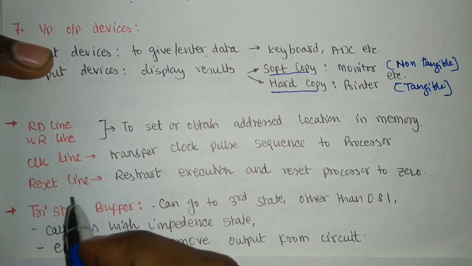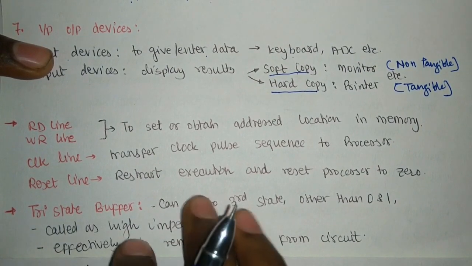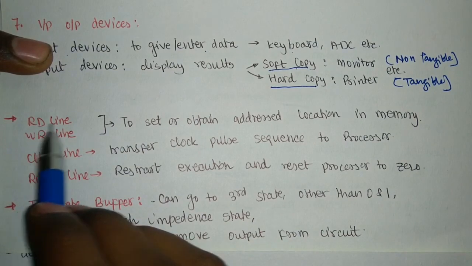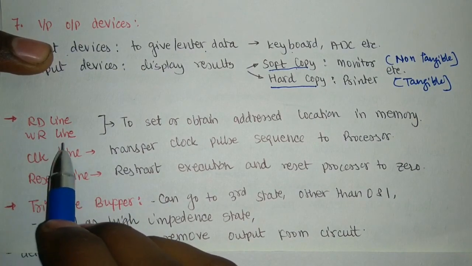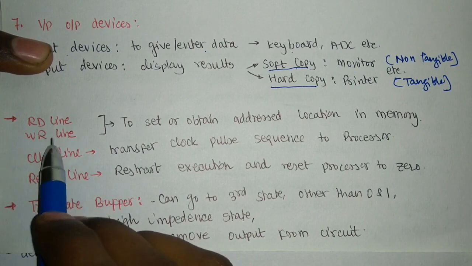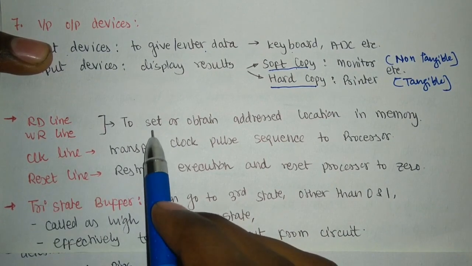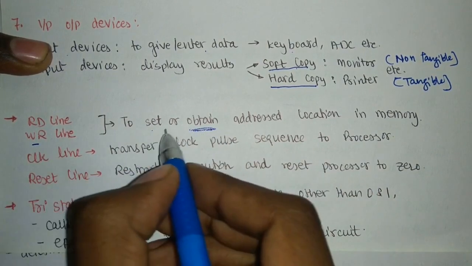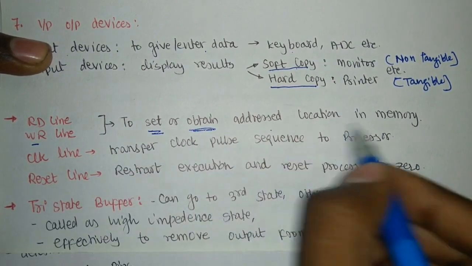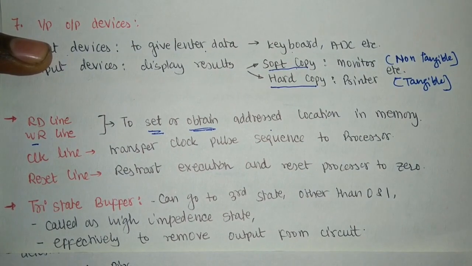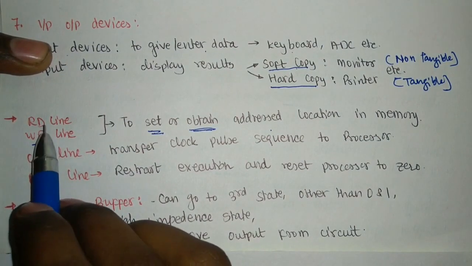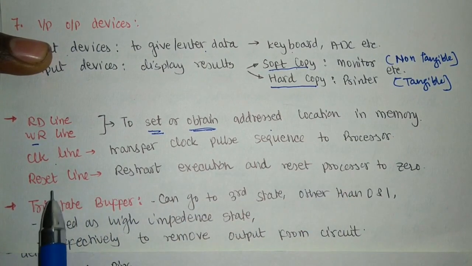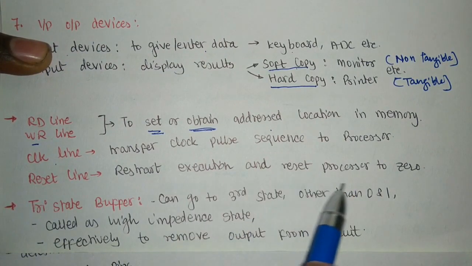Then different other elements of a microprocessor unit we can have, like the RD line, that is our read line, and the WR line, that is our write line. Read means to obtain, and write means to set an addressed location in the memory. So in order to communicate with the memory, we have our read lines and write lines. We can have clock lines to transfer the clock pulse sequence to the processor. We can have a reset line to restart the execution and reset the processor to 0.